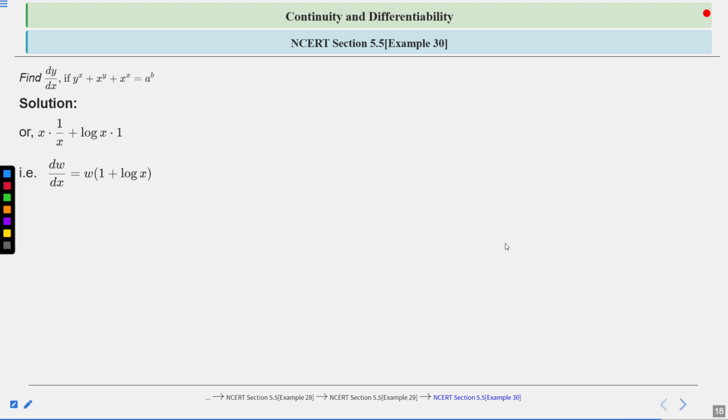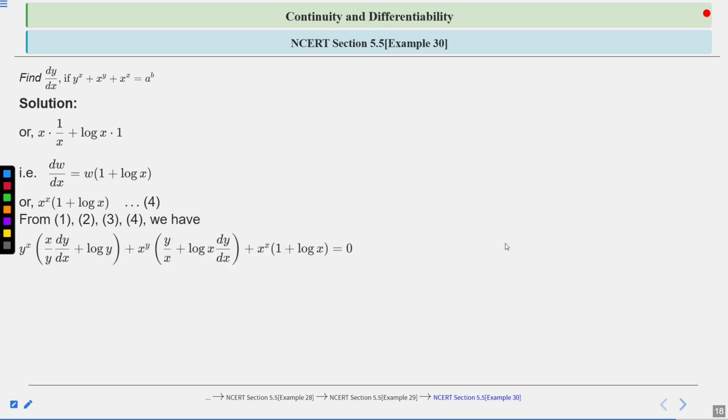So now we have x into 1 by x plus log x into 1, that is dw by dx will be equal to w times 1 plus log x, clear? Or dw by dx will be equal to x to the power x into 1 plus log x, right? Let us assume this as equation 4. Now from 1, 2, 3, 4 we have y to the dy by dx will be equal to y to the power x into x by y dy by dx plus log y plus x to the power y into y by x plus log x dy by dx plus x to the power x into 1 plus log x will be equal to 0.